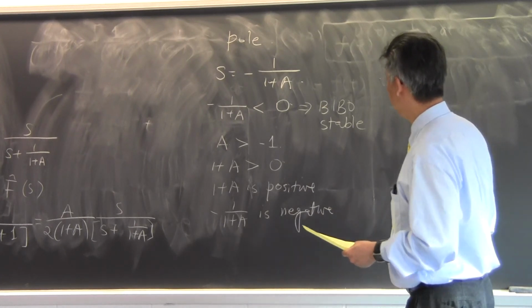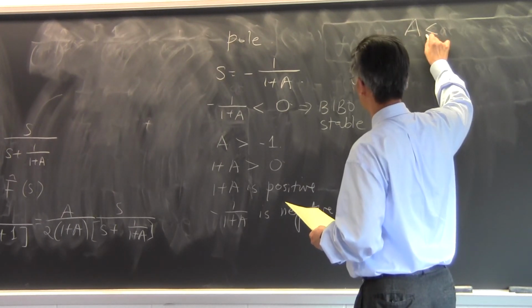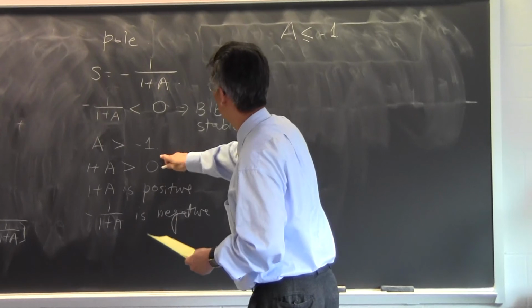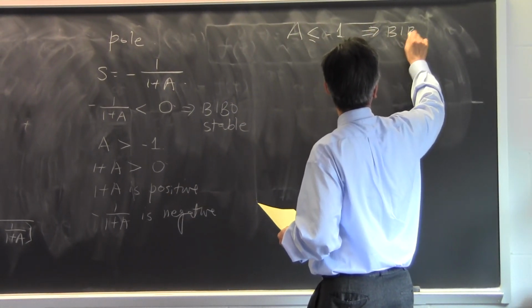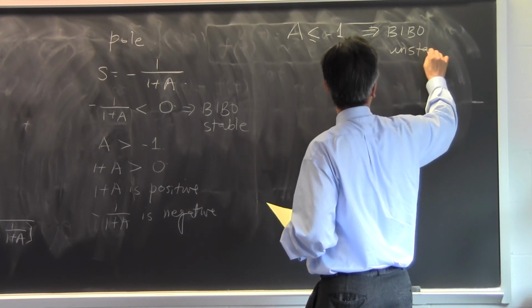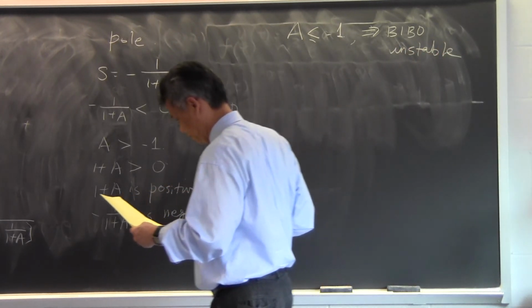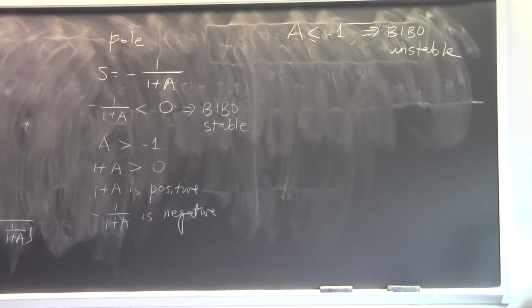Okay, if A is less than or equal to -1, which is the opposite of this, it implies that it's BIBO unstable. Okay? I think this is the example I have to show. And let's see if you can do the op-amp example. You can work that out yourself. Okay, and let's do some examples from section 11.4. Let's move over to section 11.4.